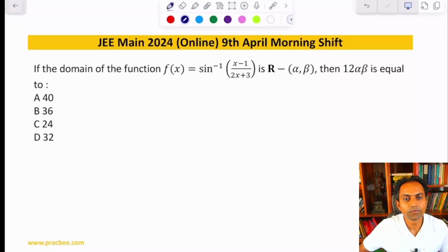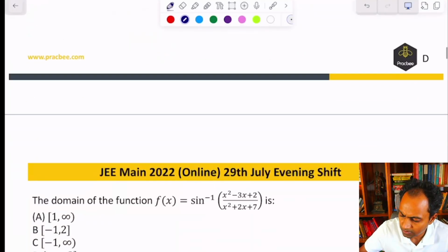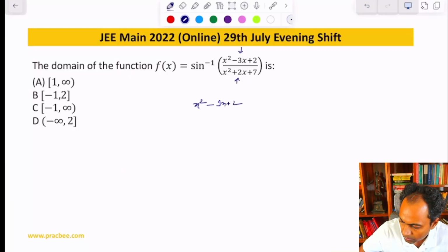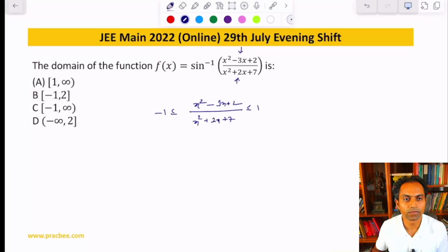Now this 2024 question is again based on a similar kind of idea. So this I think is very much manageable. Same kind of idea, but here instead of linear they have written quadratic. What you will have to do, I will write a hint and move forward. You will have to again put this value between -1 and 1 and simplify. This is what you will have to do, and from there you will get the domain.